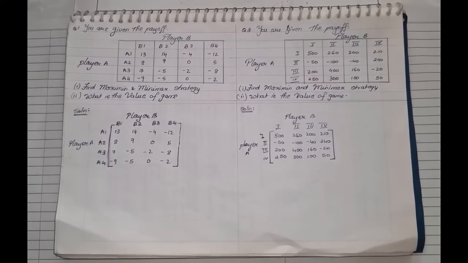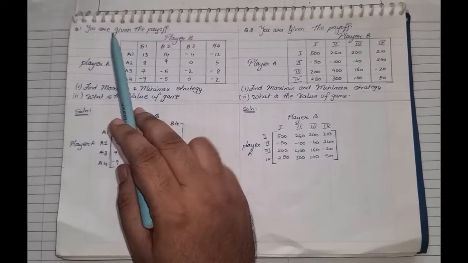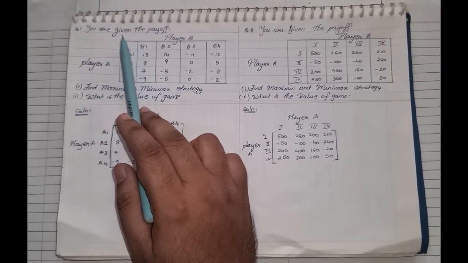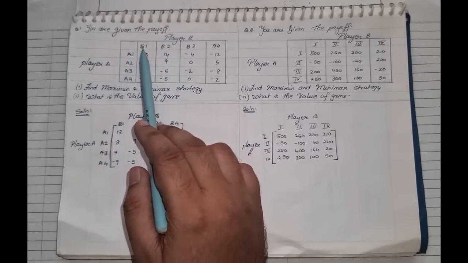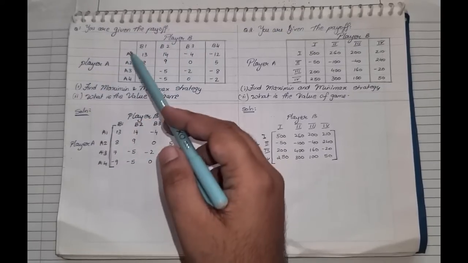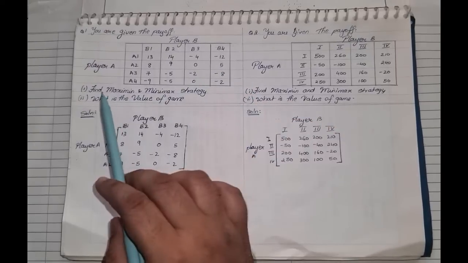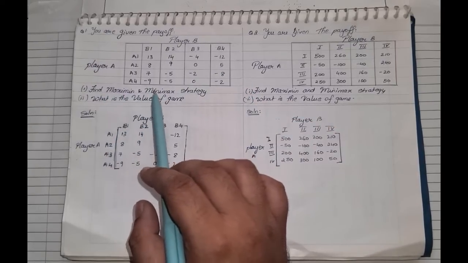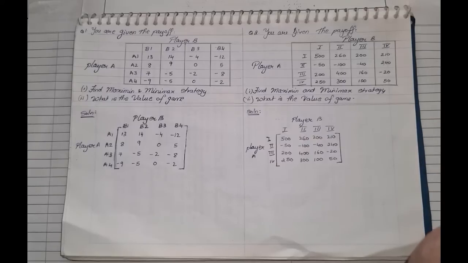Now if you look carefully, there are 2 sums on this particular sheet. So first we are going to solve the very first sum. You are given the payoff for player A and player B. Player B has 4 alternatives, player A also has 4 alternatives, and all the payoffs are given to us. Find the maximin and minimax strategy, and what is the value of the game.